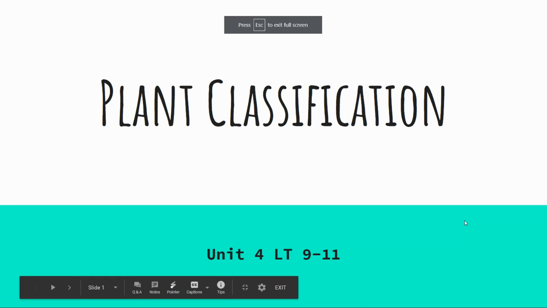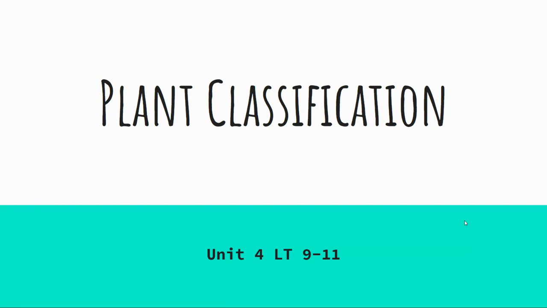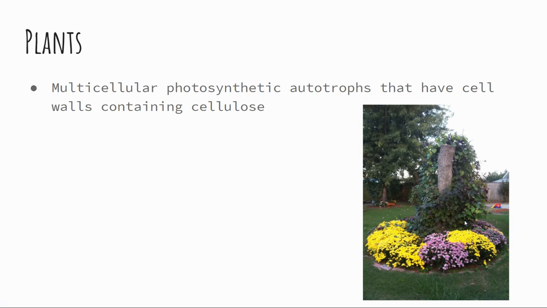All right, so we're going to move on to learn targets 9 through 11 in Unit 4, which is going to deal with plant classification. So we're going to talk about some different characteristics in plants that are used to group them, name them, and organize them as far as science and agriculture is concerned. So basically, first a broad overview of plants.